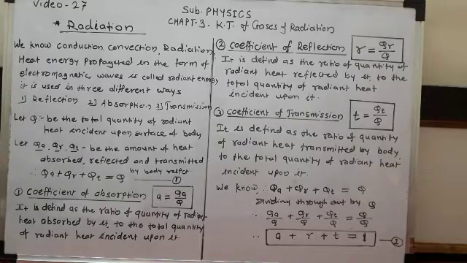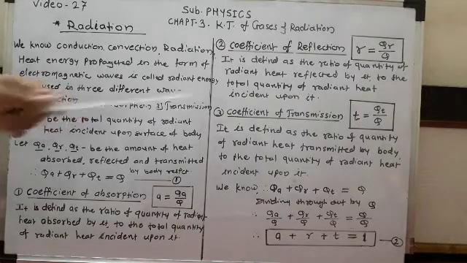If this radiant energy is incident on any surface of the body, then it is used in three different ways, as shown here: reflection, absorption and transmission. That means when radiant heat energy is incident on the surface of a body, it is utilized for three different purposes. Some part of the energy is absorbed, some is reflected, and the remaining part is transmitted.